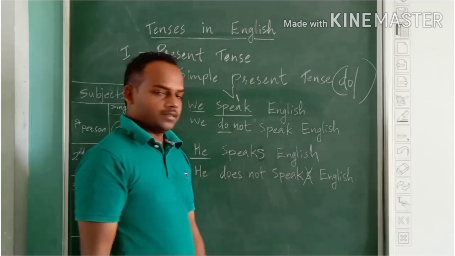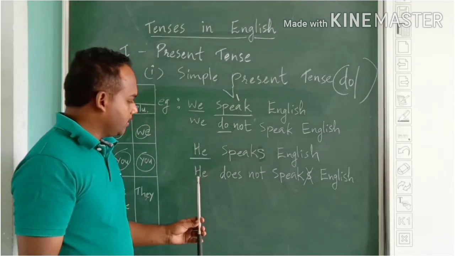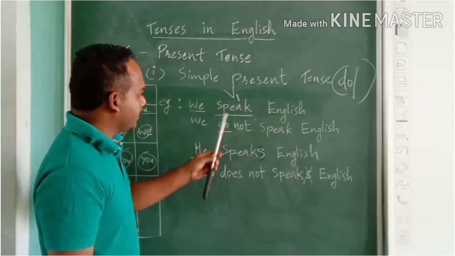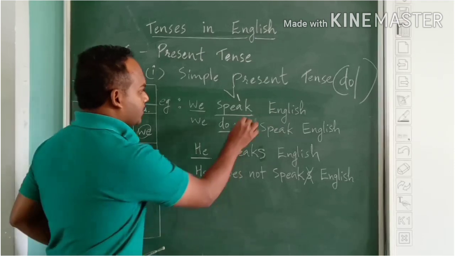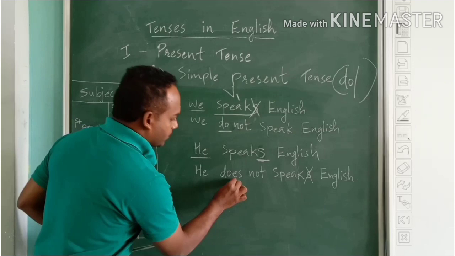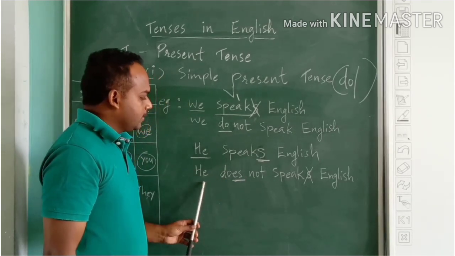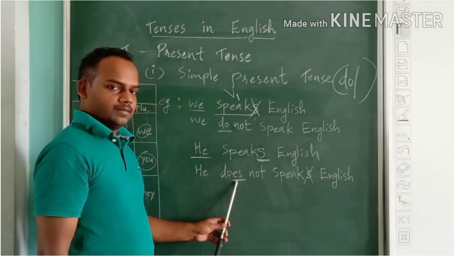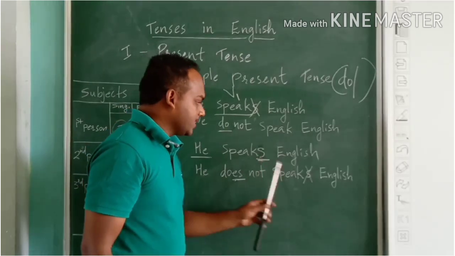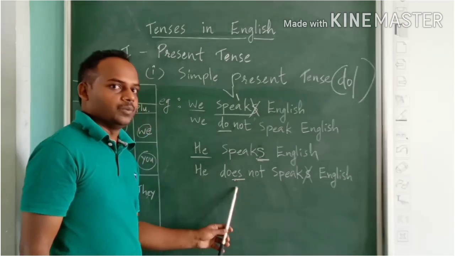He speaks English. And how can we make it into negative? See, he does not speak English. Here we make it, we do not speak English, because here we have no S, but we have S here. That's why we have to add ES with the do. With this do, we have to add ES. Then it becomes the helping verb. He does not speak English. Then you never follow the S here, because this S is already added with the helping verb do.